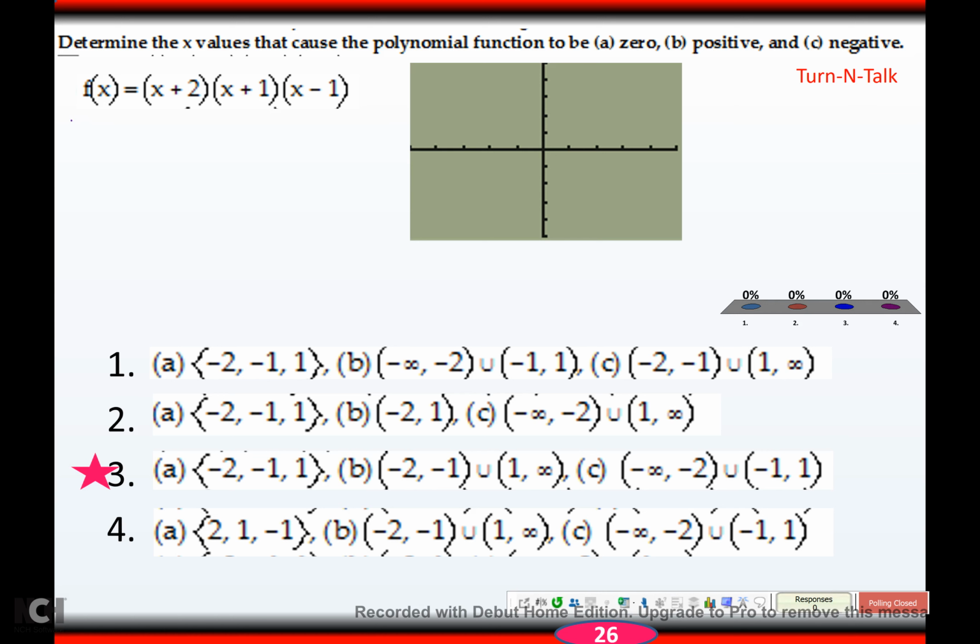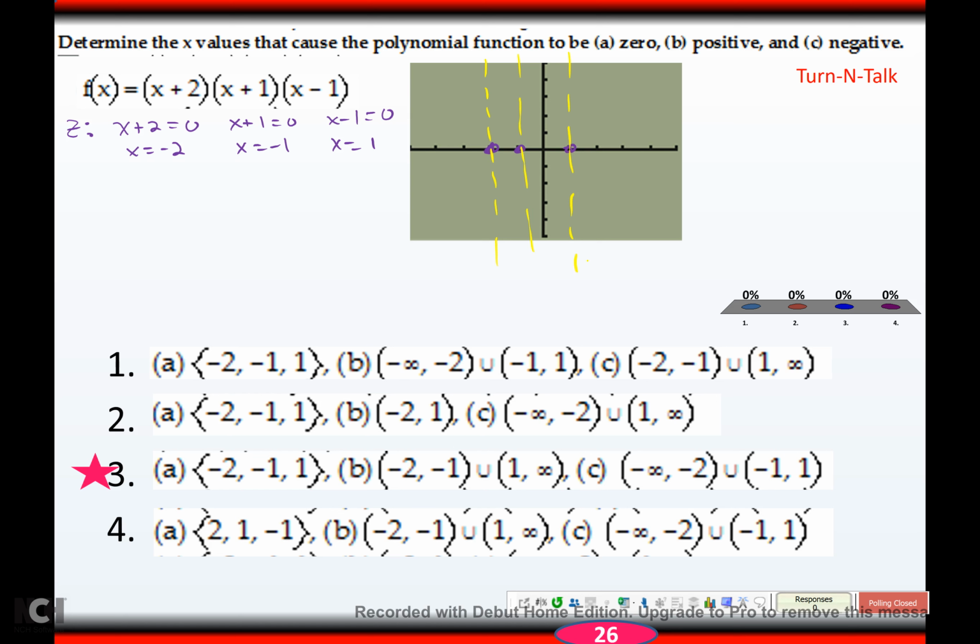Alright, to get my zeros, you set each factor to 0. So x plus 2 equals 0, x plus 1 equals 0, x minus 1 equals 0, which means x equals negative 2, x equals negative 1, and x equals 1. So I got a 0 at negative 2, at negative 1, and at positive 1, which is going to create these sections of number line. Okay, and I have to pick values in between all of those.